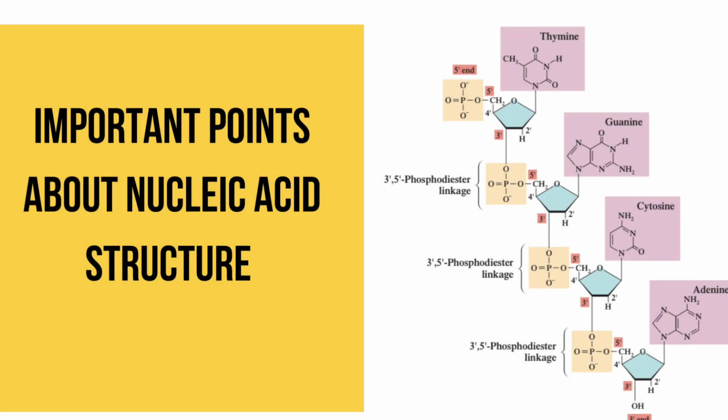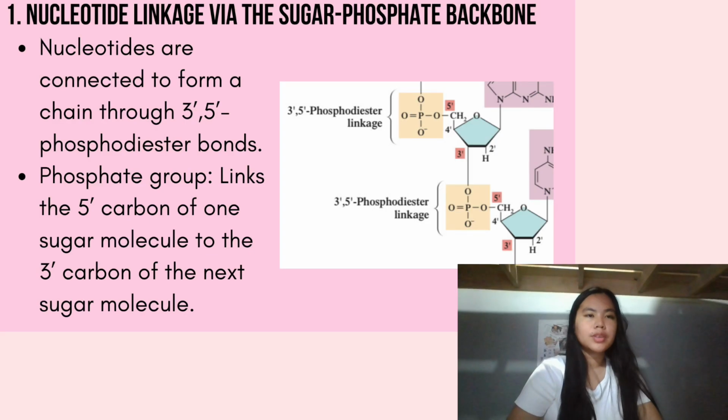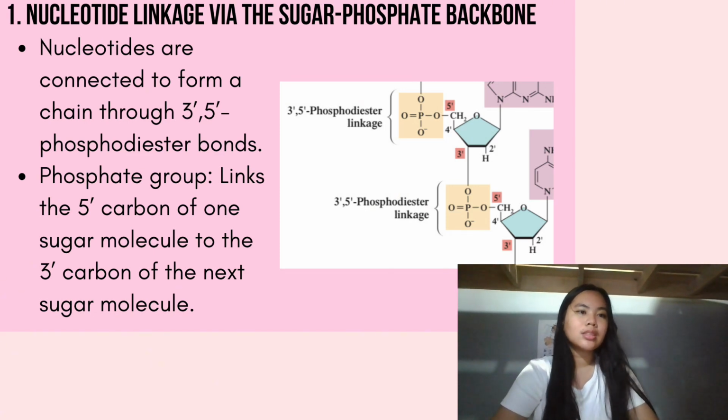So now let's proceed to the important points about nucleic acid structure. First is the nucleotide linkage via the sugar phosphate backbone. Nucleotides are connected to form a chain through the 3' and 5' phosphodiester bonds. The phosphate group links the fifth carbon of one sugar molecule to the third carbon of the next sugar molecule.